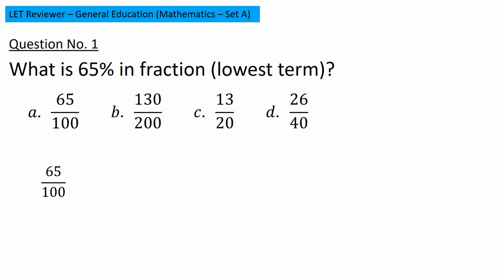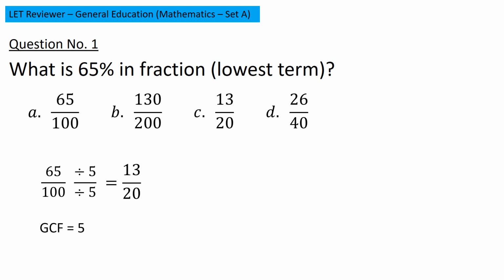So to get the lowest term of this fraction, we have to identify the greatest common factor ng ating dalawang numbers. So 65 and 100. So kung alam natin kung paano kunin ang kanilang greatest common factor or GCF, that would be equal to 5. So the GCF is 5 for 65 and 100. So ang gagawin natin, we will divide both 65 and 100 by 5. So 65 divided by 5 is equal to 13 and 100 divided by 5 is equal to 20. So we will now have 13 over 20.